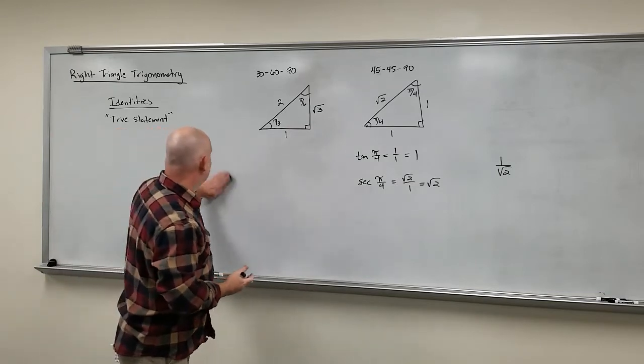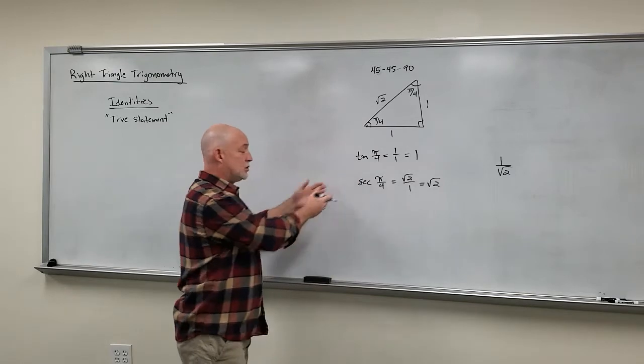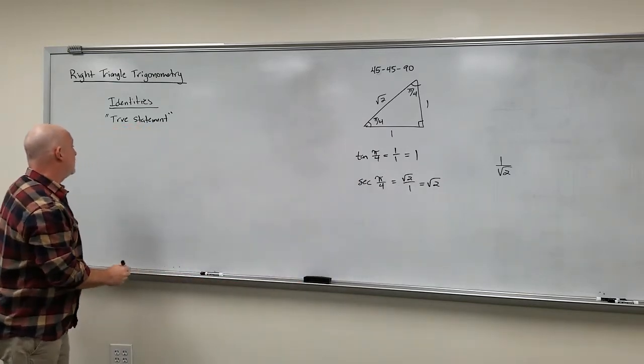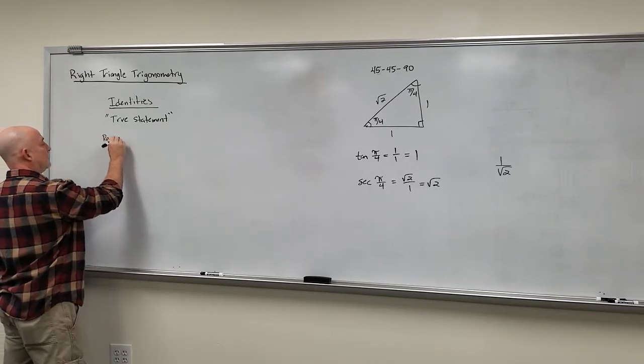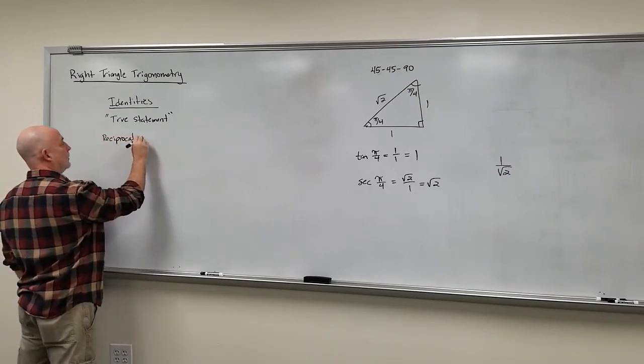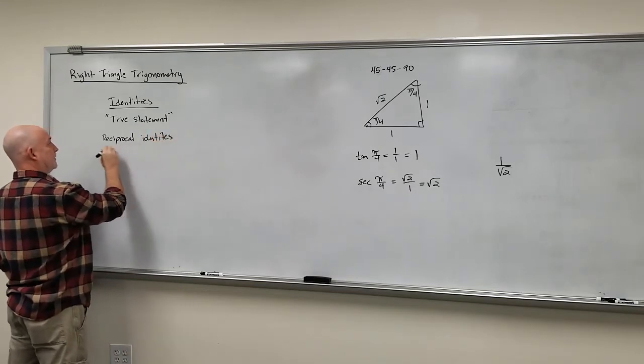Now, we have some identities in our trig functions, and we kind of just talked about one here. We know, let's talk about these are called the reciprocal identities. I misspelled identities.